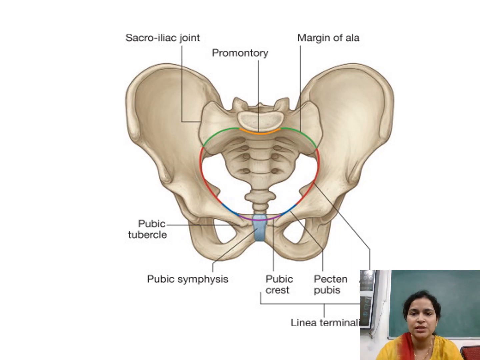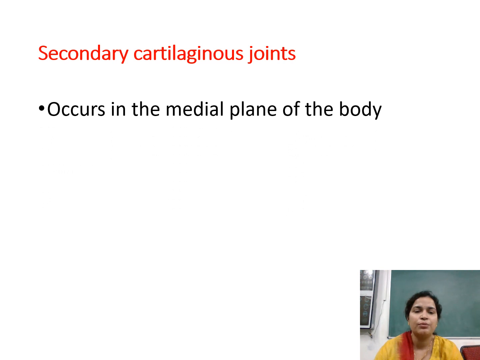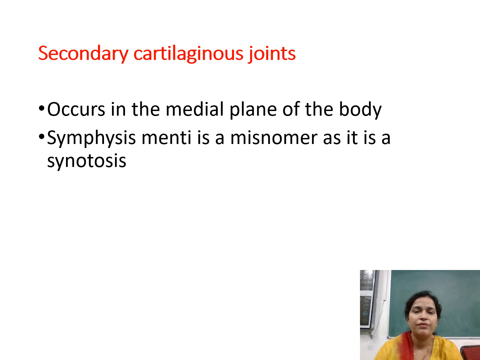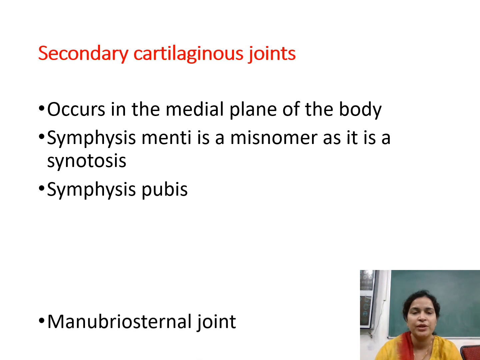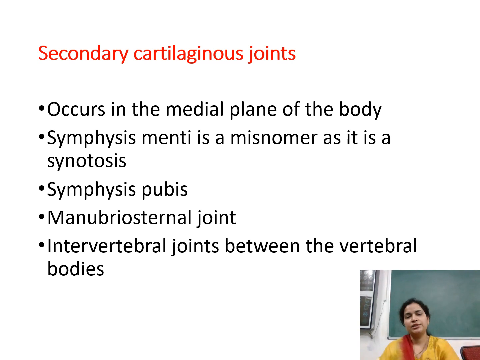So a fibrocartilaginous disc is present, and it acts as a slight movement is possible in case of females during childbirth. Secondary cartilaginous type of joints occurs in the median plane. Symphysis menti, though it is a misnomer as it is synostosis. So classical examples of secondary cartilaginous type of joint: symphysis pubis, manubriosternal joint, intervertebral joints between the vertebral bodies.